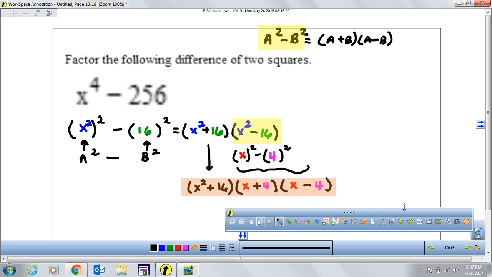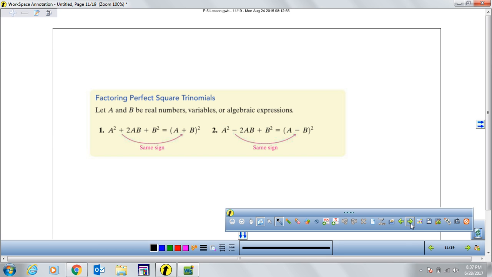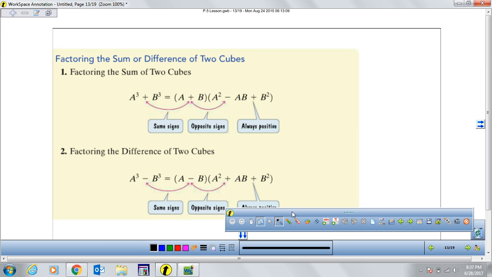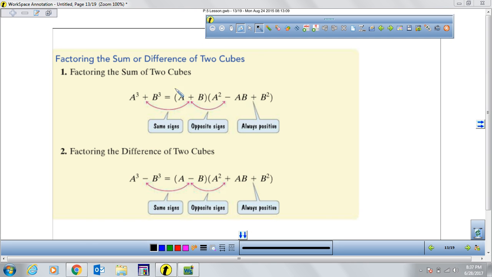Okay, now we have another set of special formulas that we use to factor polynomials with two terms, and that is sums and differences of two cubes. So I'm going to go back to this one. So these are two formulas that we're going to use next with sums and difference of two cubes. A cubed plus b cubed equals a plus b in one parenthesis, and a squared minus ab plus b squared in the second parenthesis. Now, if I have a difference of two cubes, a cubed minus b cubed, then you factor it like this: a minus b in one parenthesis, a squared plus ab plus b squared in the second parenthesis.